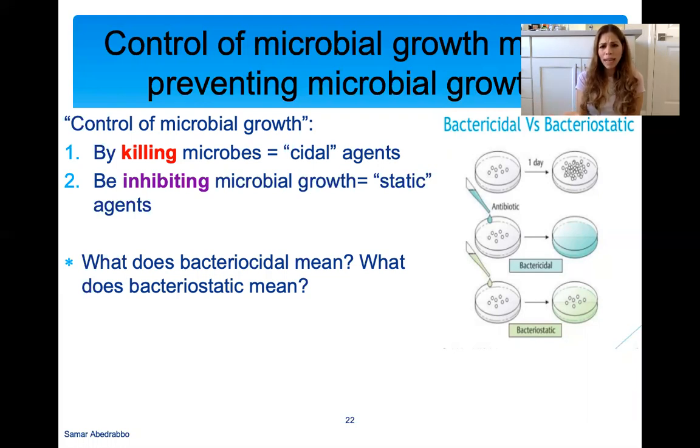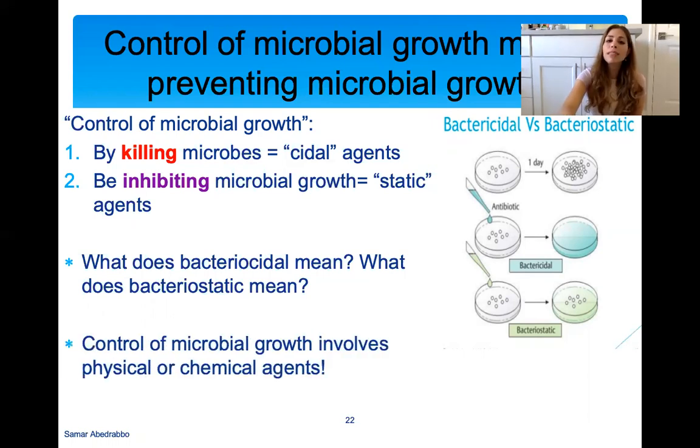So bactericidal agents are things that kill bacteria, or you can control microbial growth by inhibiting their growth, and we call those static agents. So bacteriostatic means something that stops bacteria from growing. Bactericidal means something that kills bacteria. So I want everyone to know these terms. This will definitely be a test question. I will ask you to define bactericidal and bacteriostatic.